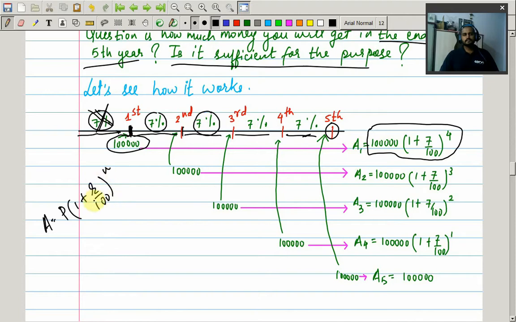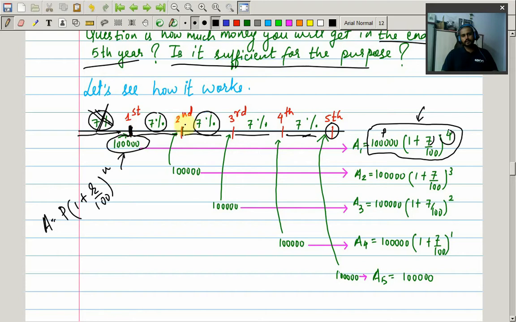Recall this. This is the formula for the amount after n years. So this 1 lakh will grow to this much. This is my P, and R is 7 by 100. N is the number of years. Since it is per annum, there is no confusion of dividing the rate and multiplying the time. So this is the amount after 4 years. So I'm done with my first installment.